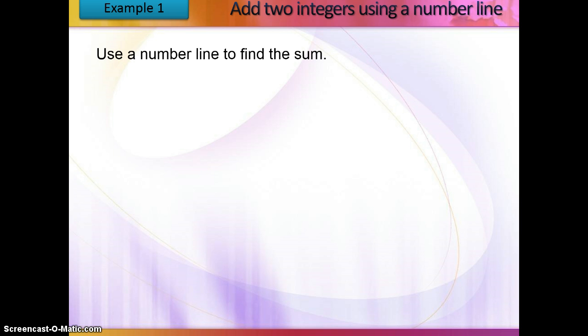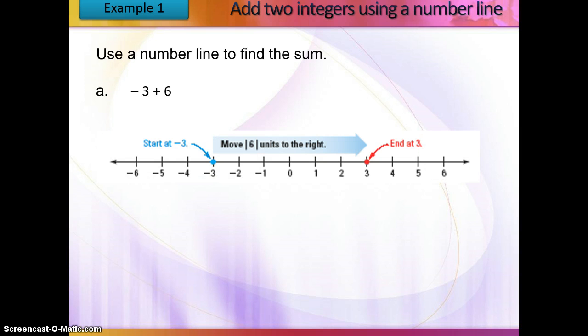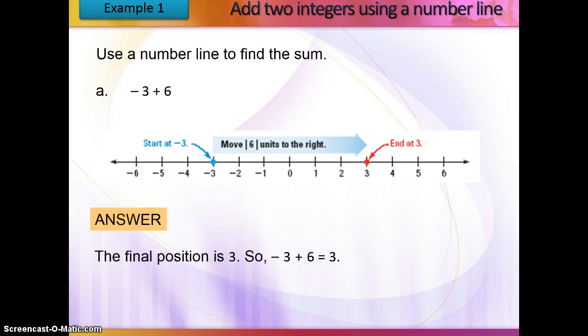Adding two integers using a number line. Use a number line to find the sum. Example A, I have negative 3 plus 6. So we will plot negative 3 first, so negative 3 is 3 units to the left of 0. If we are going to add 6 units, then we're going to move the absolute value of 6 units to the right. And that would take us to positive 3. So our answer is negative 3 plus 6 equals 3.